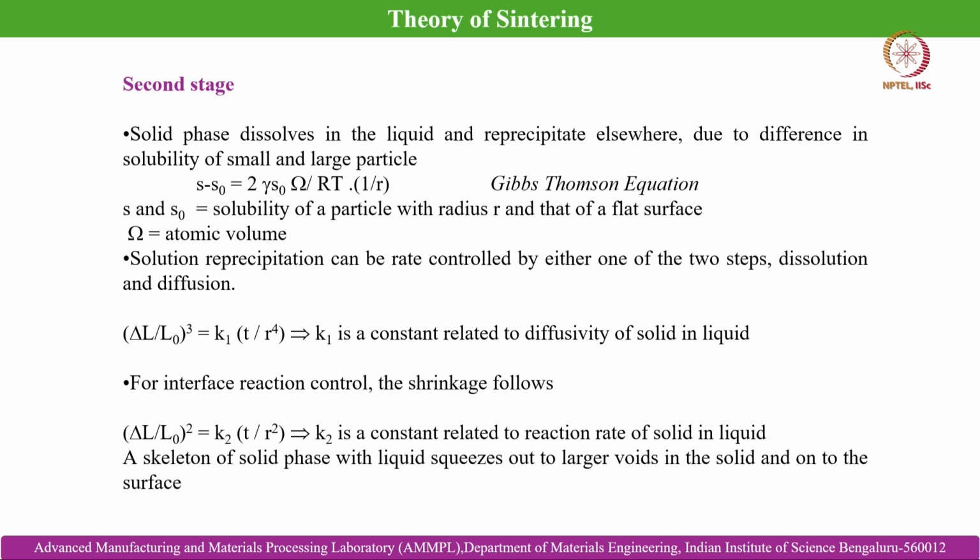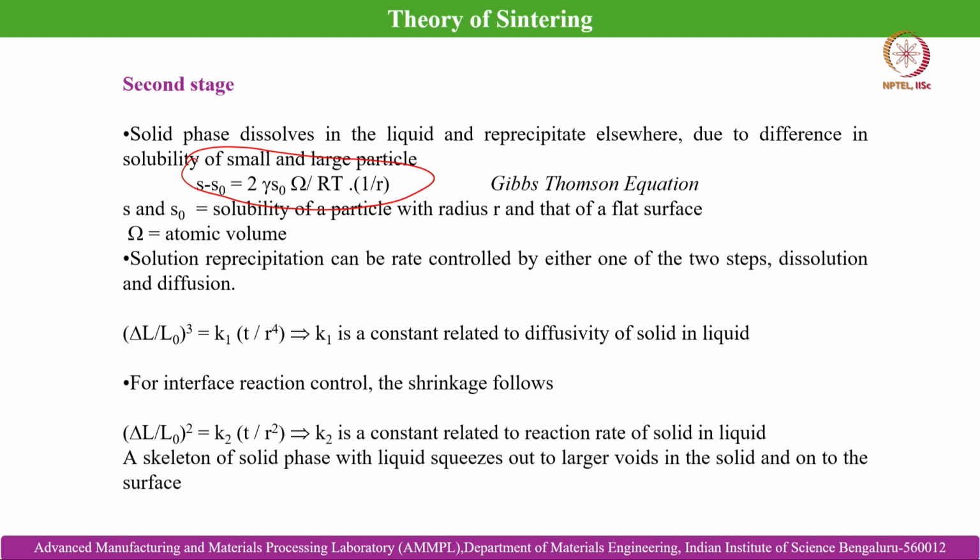So, the solid phase dissolves in the liquid and reprecipitates elsewhere due to the differences in solubility of small and large particles. The Ostwald ripening that I have told you earlier can also be expressed by this Gibbs-Thomson equation, which is of this form: S minus S0 is equal to 2 gamma S0 omega by RT into 1 by r. S and S0 are the solubility of the particle with radius r and that of a flat surface. Omega is the atomic volume.